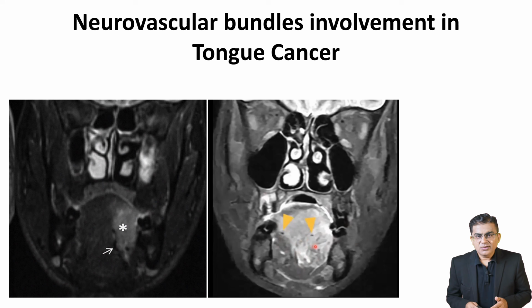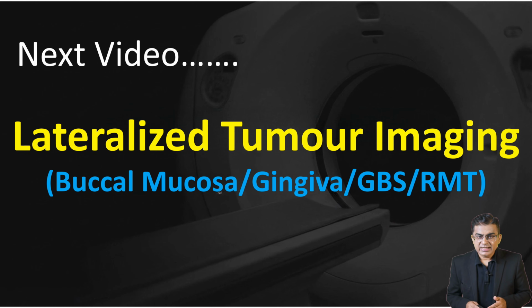With this, we finish now our discussion on imaging for tongue cancer. We see how important MRI is for evaluating tongue cancer. Every information we need to know about the tongue lesion can only be accurately checked on MRI, not CT scan. My next video is going to be on imaging for lateralized tumors such as buccal mucosa, gingiva, GB sulcus and retromolar trigone. There we will see how CT scan has a major advantage over MRI.